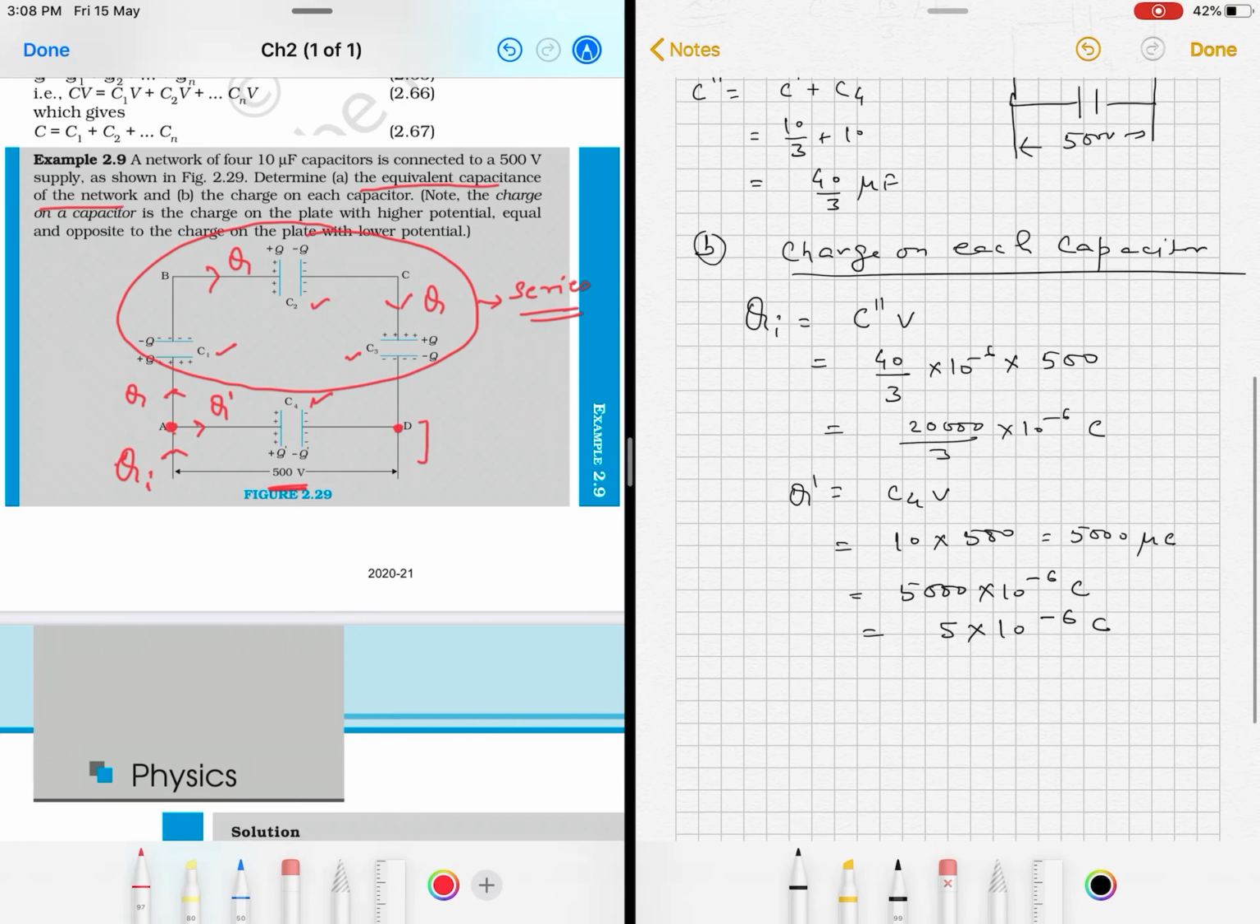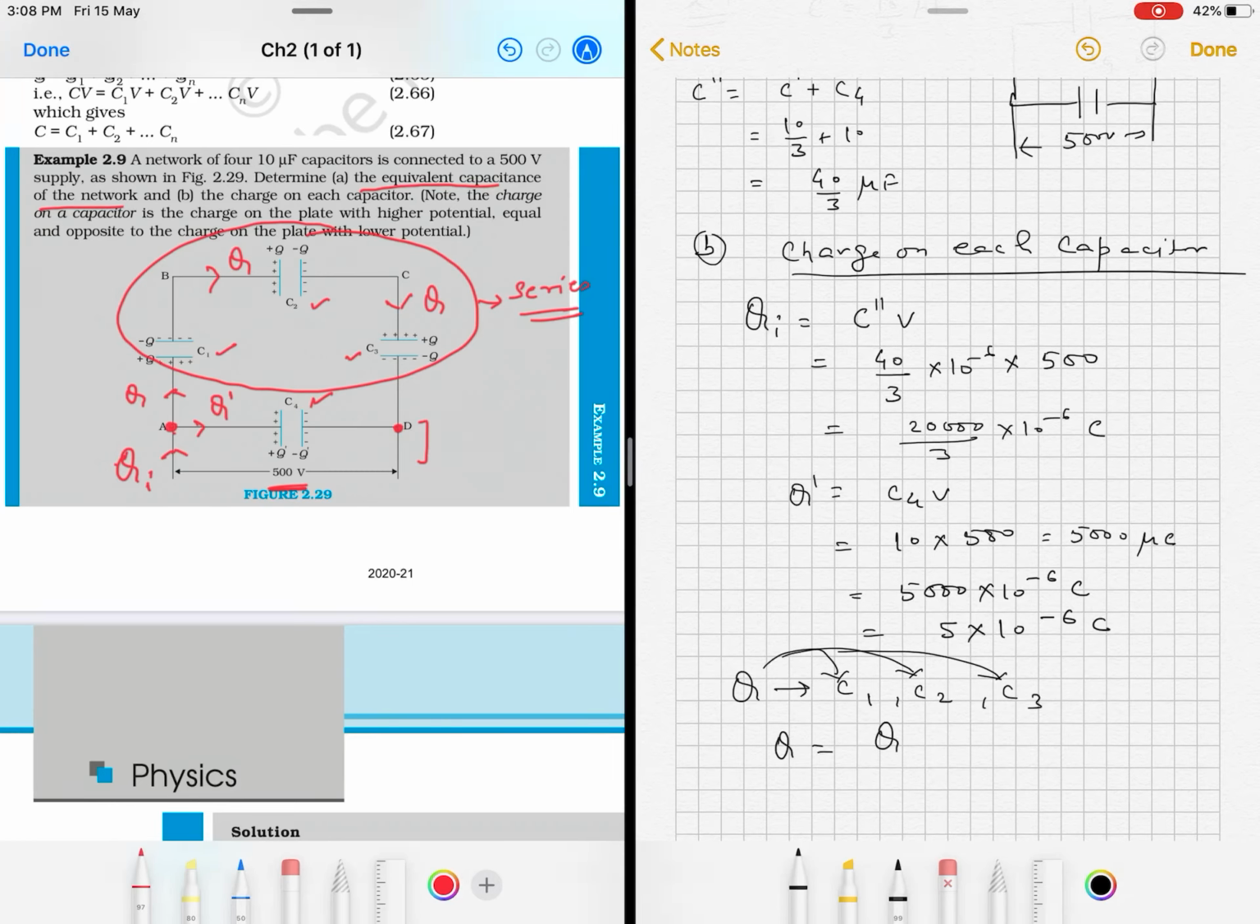Now we want to find the charge Q. The charge Q will be same. Q will be same on C1, C2 and C3. So this Q will be on C1, same will be on C2, and same will be on C3 because they are in series. So Q can be found out.